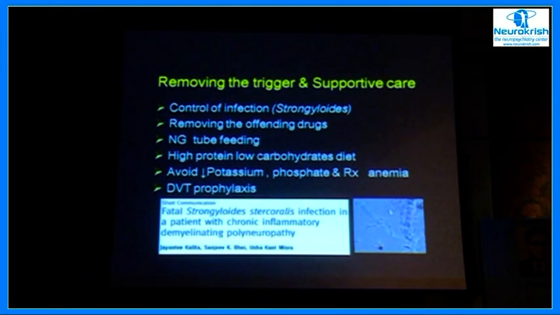Now, removing the trigger is the most important. And before we give steroids, we must take care that the patient does not harbor any infection. In India, where tuberculosis is common, there may be infections, so one should be very careful before starting steroids. And we had a patient, not of myasthenia but a case of CIDP, whom we treated with steroids, and then the patient succumbed to hyperinfection because of Strongyloides stercoralis infection. So what we learned is that before you start steroids, take care of the potential infections and control them before we start steroids.